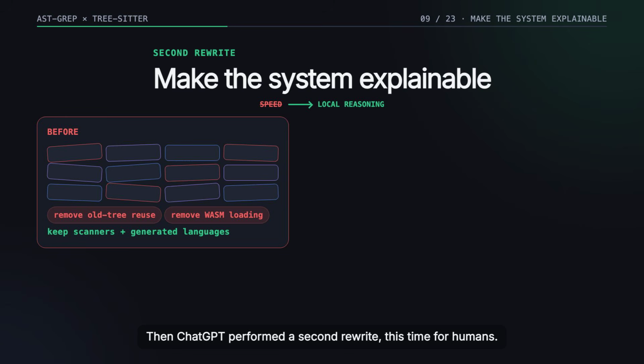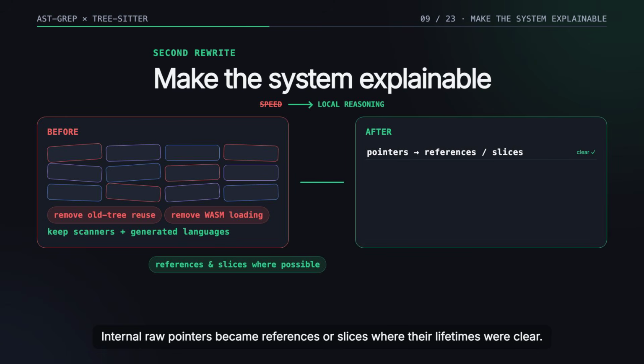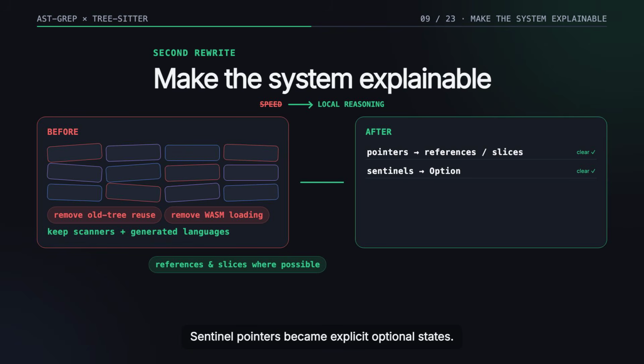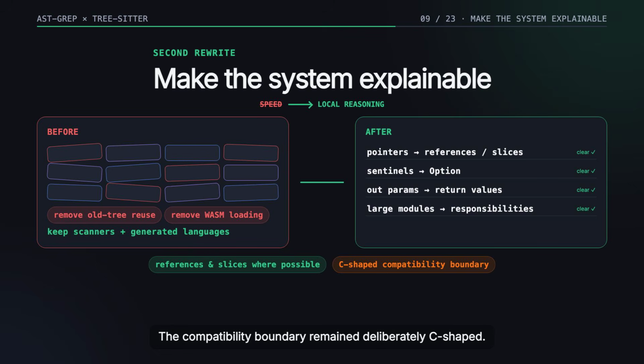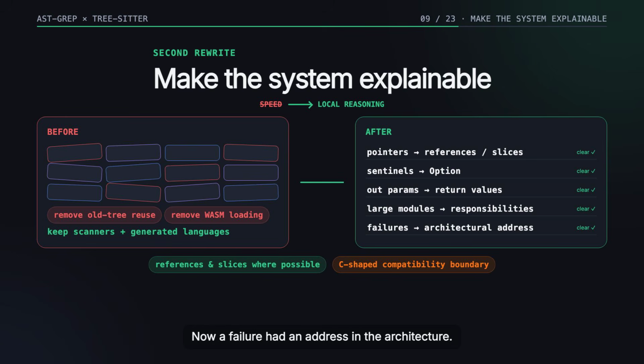Then ChatGPT performed a second rewrite, this time for humans. Internal raw pointers became references or slices where their lifetimes were clear. Sentinel pointers became explicit optional states. Out parameters became return values. Large modules split around their responsibilities. The compatibility boundary remained deliberately C-shaped. The private runtime became easier to explain.